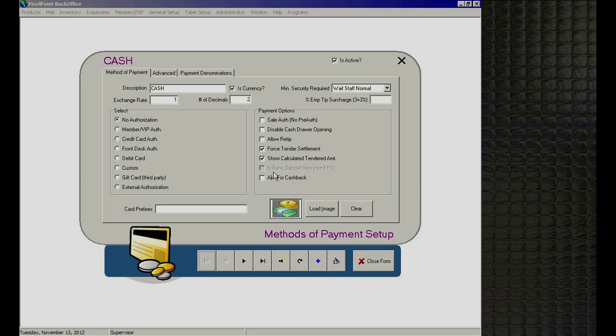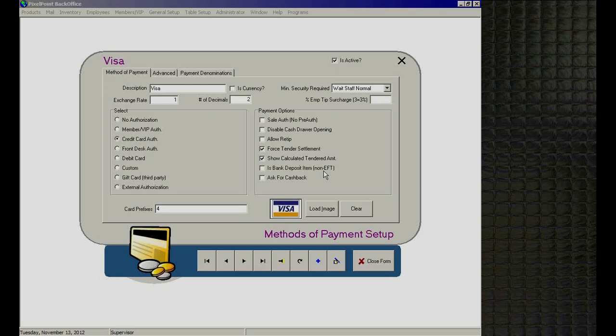Now, underneath this, we have this grayed out box. The reason why it's grayed out is because it's assumed with cash, but I'm going to select another method of payment here so we can see this. Is bank deposit item non-EFT? Now, this all has to do with cash management. Cash management is basically the inventory of cash. Think of it that way.